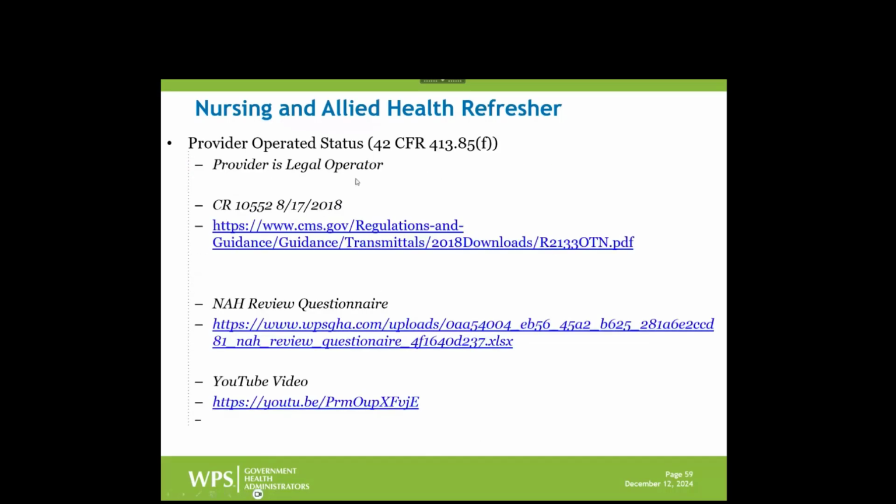So that's the tuition aspect. The next piece is that provider operated status. Is it the legal operator or not? And this has gone through, we've had quite a bit of education on this in the past, both from CMS through a CR, as well as the things we've built internally at WPS.